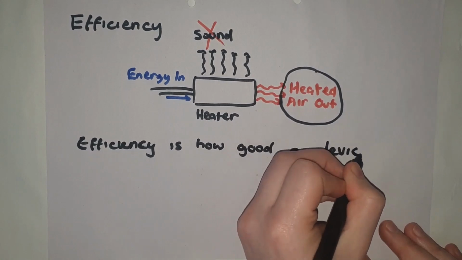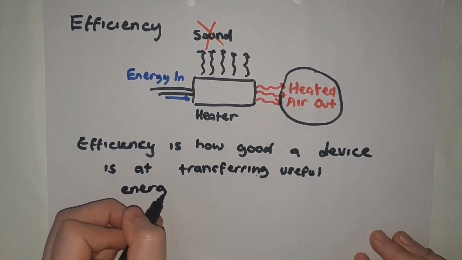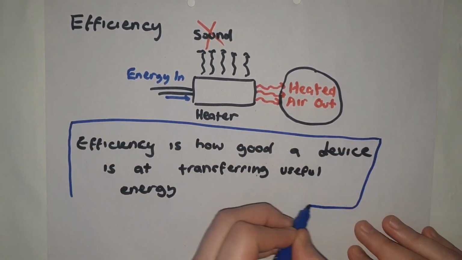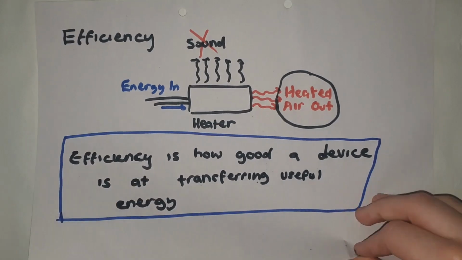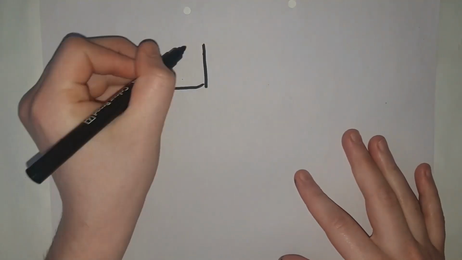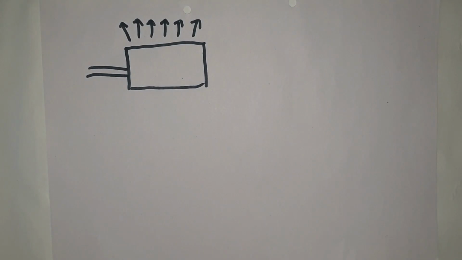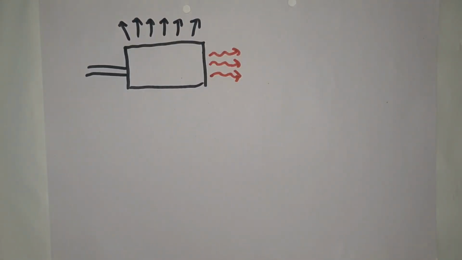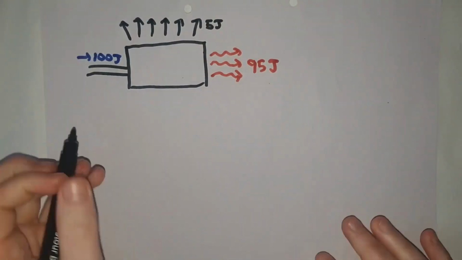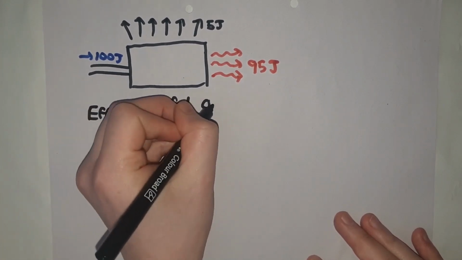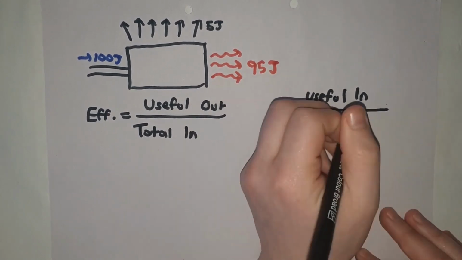Now this heater will have an efficiency rating associated with it, and this will tell us how good the heater is at transferring energy as heat. So efficiency is just a number that tells us how good a device is at transferring useful energy. Now if we know how much energy is going into the heater and how much energy is being transferred out of the heater as heat and sound, then we can calculate what this efficiency rating will be. And we can calculate this efficiency rating using the following equation. Efficiency equals the useful energy transferred going out of the device divided by the total energy transferred into the device.